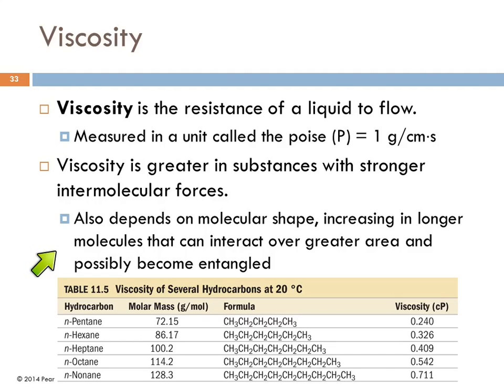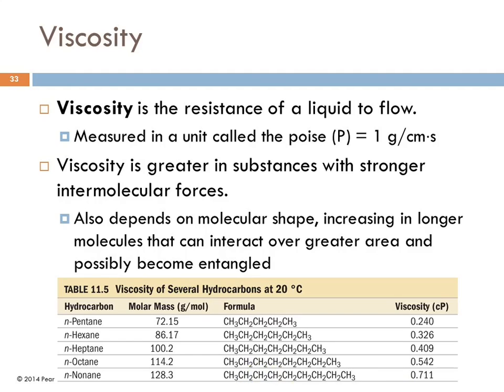Because we've got greater interactions if there's greater area. Here we're comparing some hydrocarbons: pentane, hexane, heptane, octane, and nonane, all just straight chain hydrocarbons. Here's nonane, 9 carbons in a chain. You could imagine that if this one and another one lined up next to each other, they'd have a great deal of surface area, right? And so they're going to stick a lot. And we see that the viscosity is greater for that one.